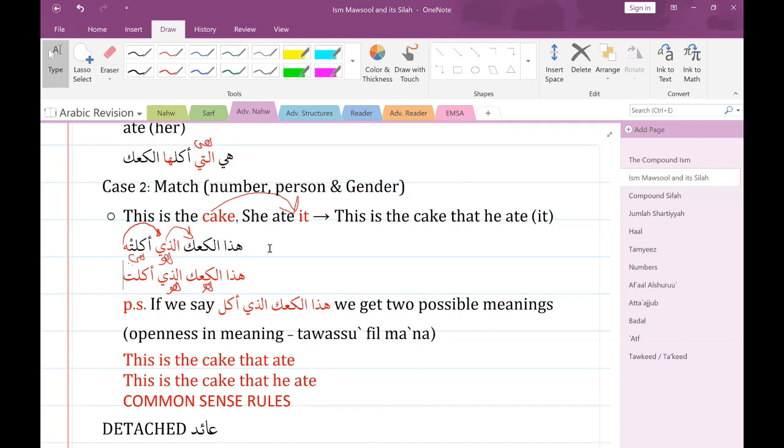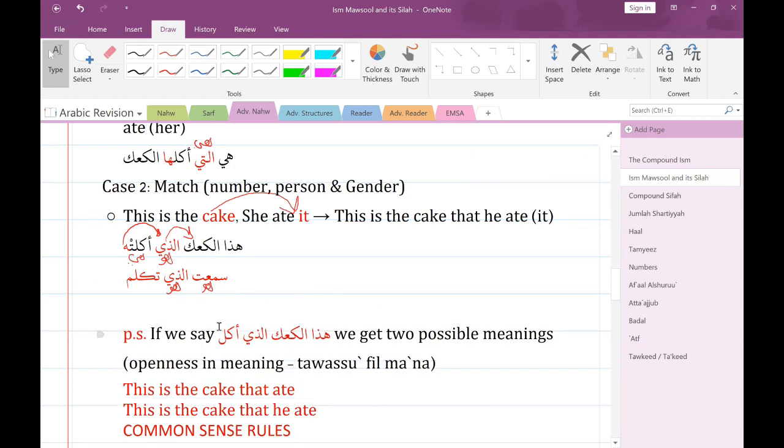The example that they've given is سمعت الذي تكلم. I heard the one who spoke. So you see, there's no ha there. And yes, because it matches. No, it can actually mismatch. سمعت الذي تكلم. And the mismatch is سمعت الذي تكلم عنه. Here, I heard what he spoke about. Since it doesn't match the speech, that's why there's a mismatch, and that's why the ha was introduced.